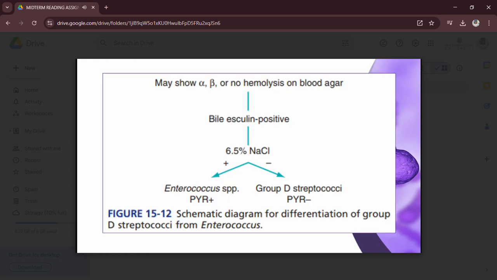Now, here we have a diagram for the differentiation of your group D streptococci from Enterococcus. Again, both may show alpha, beta, or no hemolysis on your blood agar. But what you can do to differentiate, check mo pa din muna yung bile esculin. If nag-positive po pareho, then it means it's one or the other. So, how are you going to break the tie? Kailangan po gumawa tayo ng 6.5% sodium chloride testing. Ang mabubuhay will be your Enterococcus. Ang hindi ay group D streptococci.